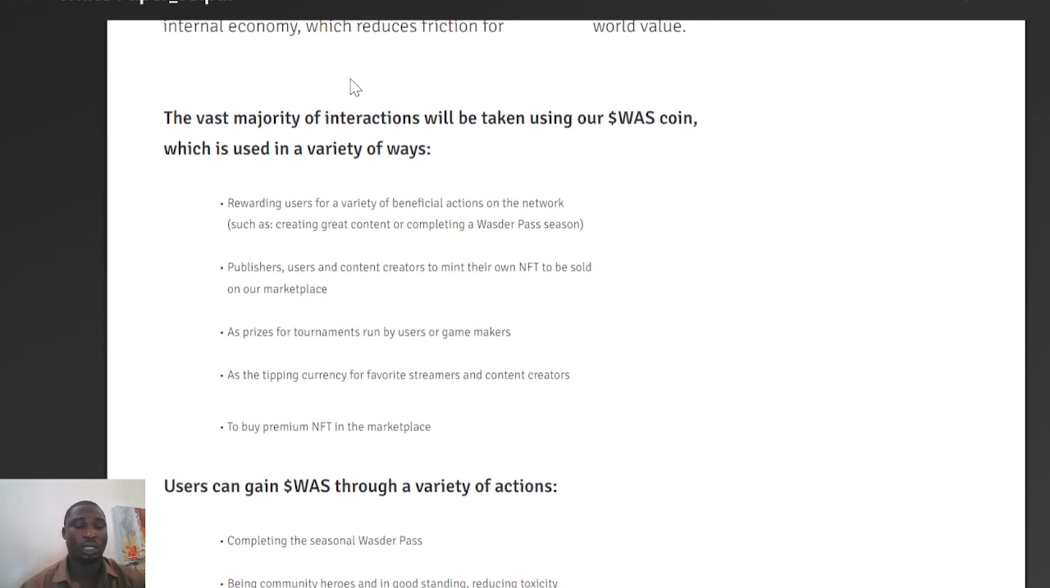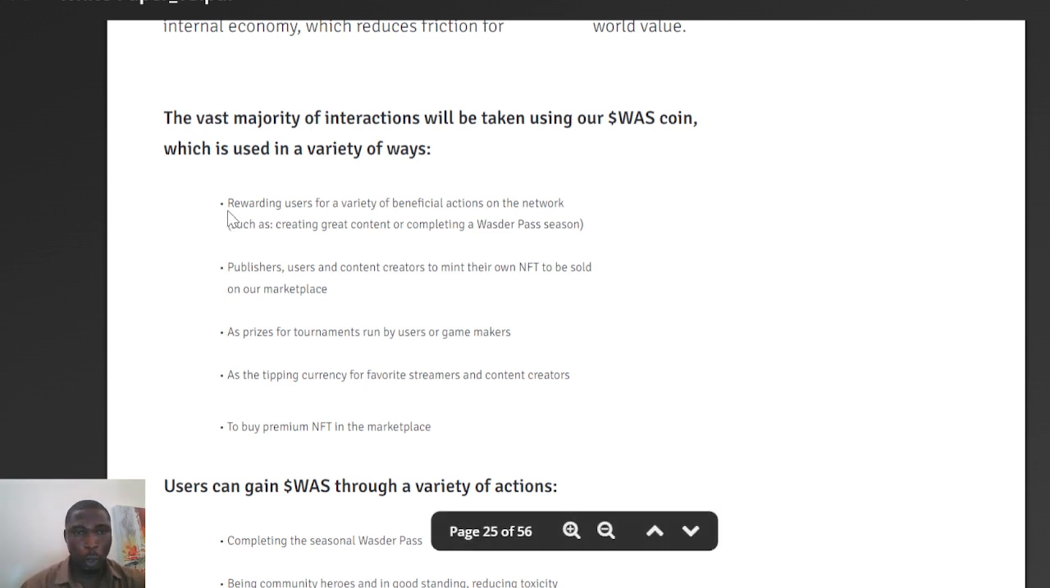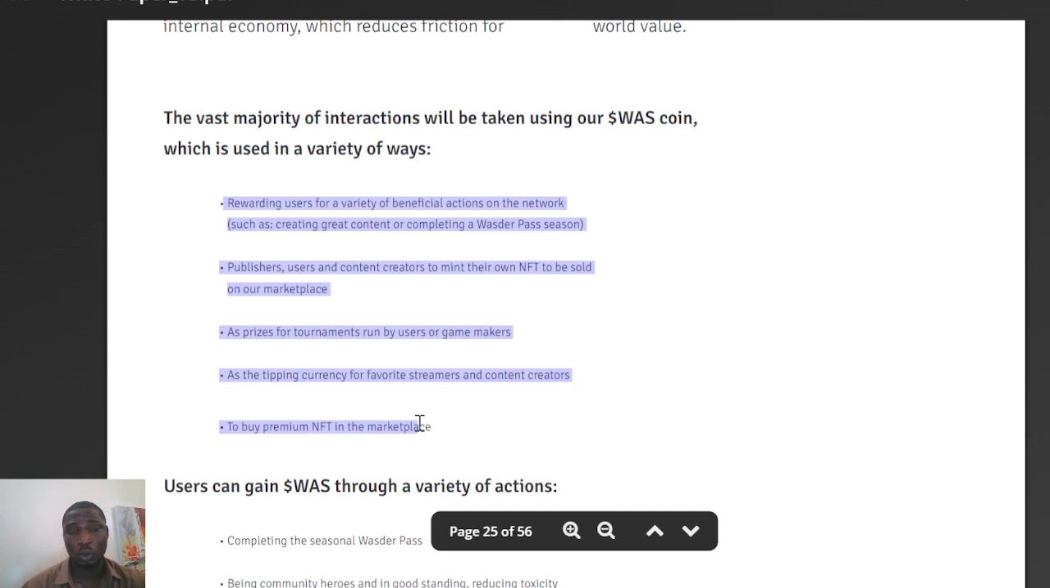Another one is as a tip currency for favorite streamers and content creators. Also, buying premium NFTs in the marketplace. So all these are interesting points in which you can make use of this token. This is what you can use this token for when looking at what the utility behind this token is.